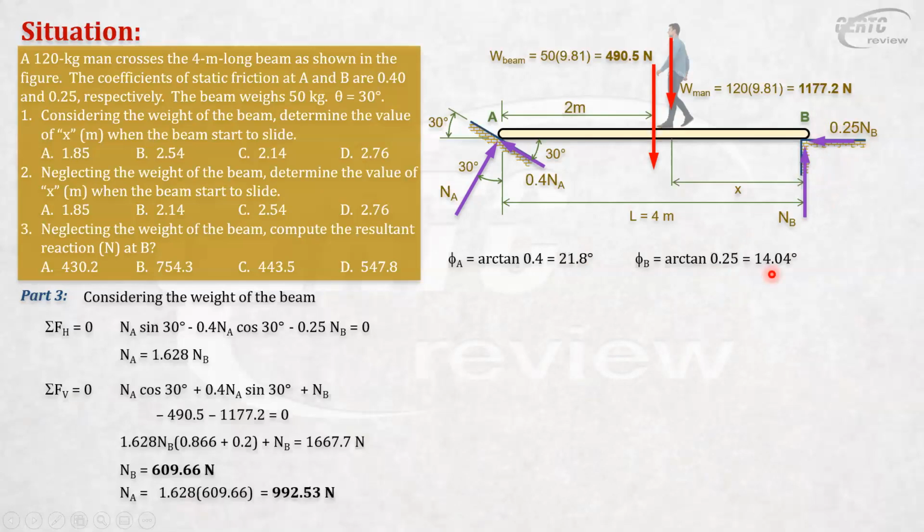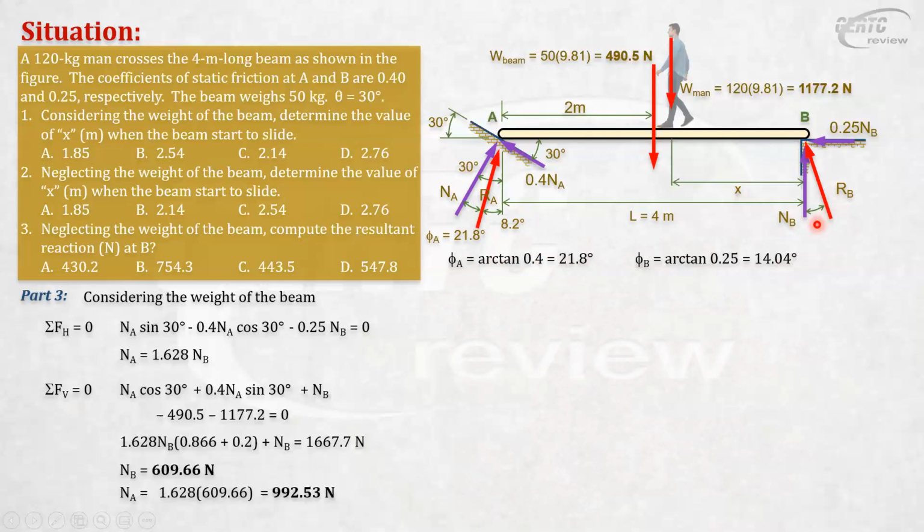So ano ba yung angle of friction? That means that the angle of friction is the angle that the total reaction at A makes with the normal. So if this is your RA, which we can solve, ito yung ating angle of friction, the angle of the total reaction from the normal. Okay, that is your 21.8. So in other words, the angle of RA from the vertical will be 30 degrees minus 21.8. That is 8.2 degrees. All right, ganun din dito sa NB. So this is your RB. The angle of RB from NB is 14.04.